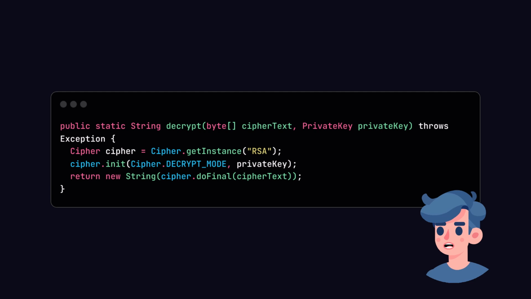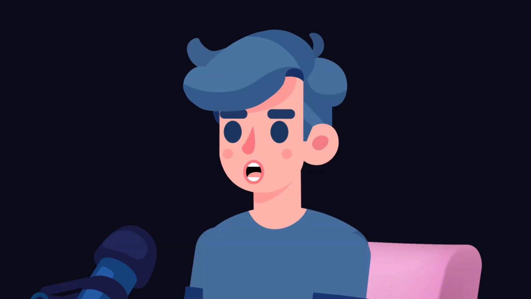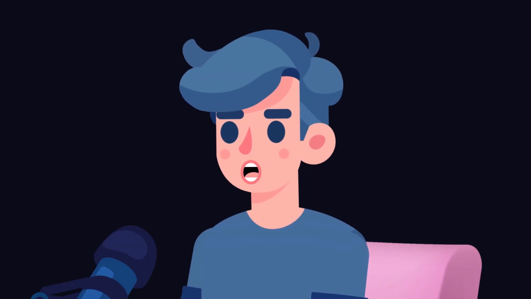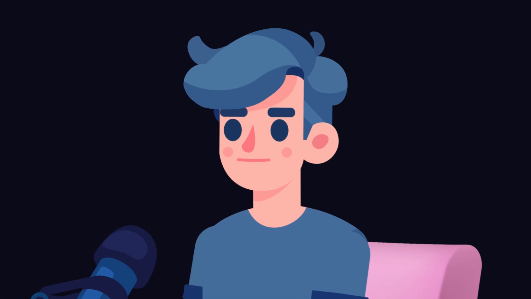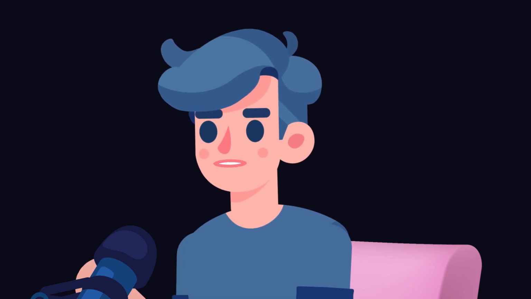After encrypting the message, we will want to create the decryption method. This will use the private key to retrieve the original message from the ciphered text. Similar to our encryption method, here we initialize the Cipher instance in decryption mode. We then do the reverse process to retrieve the original message.